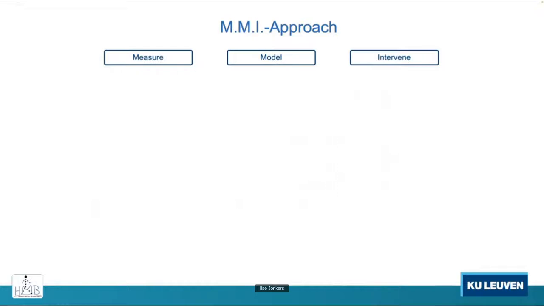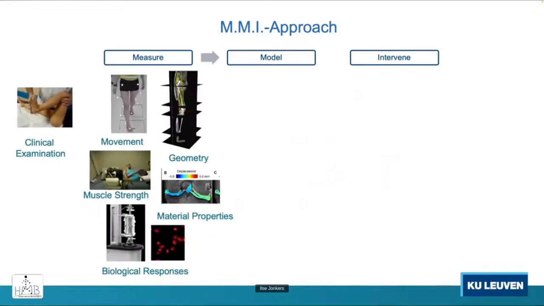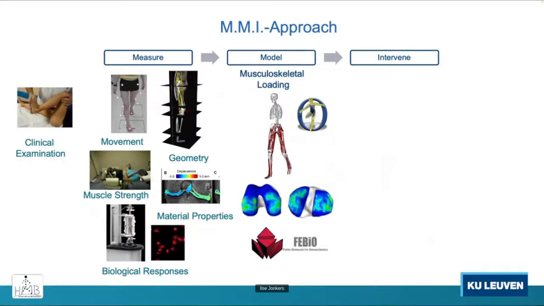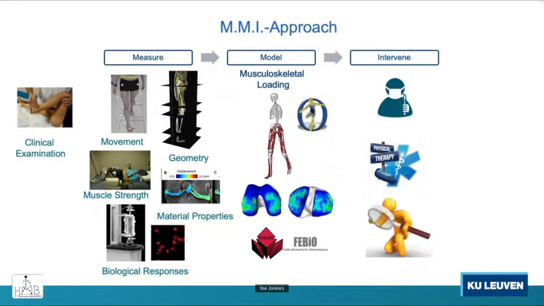So in our research on musculoskeletal disorders, we use physics-based models to integrate different patient characteristics and to evaluate their effect on musculoskeletal loading. Indeed, information on the movement, the musculoskeletal geometry, muscle strength, material properties, and even biological responses can be used to personalize different model parameters. As a result, we can then explore their individual effect on musculoskeletal loading at a joint and also tissue level. These insights are then translated into clinical decision-making or drive fundamental research insight on musculoskeletal mechanobiology.